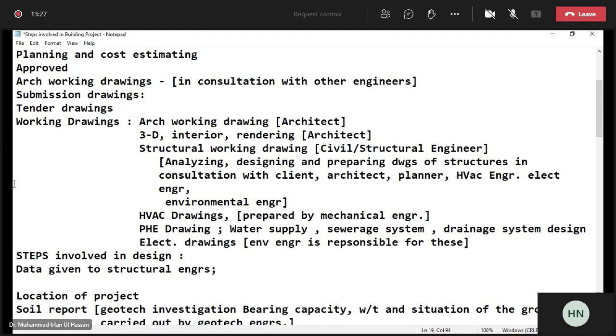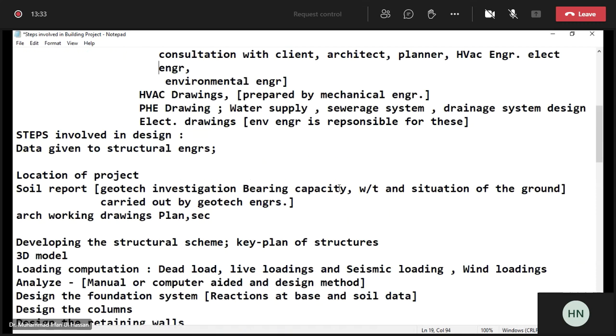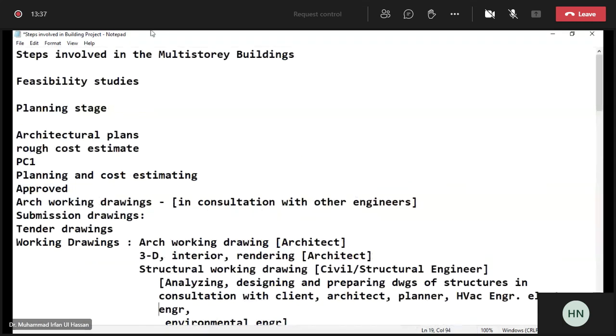So, of course, regarding the steps which are involved in the building project, here you must know about the different things which are basically needed to understand, and you must have a general idea of where we proceed for the design and the importance of linking your discussion with the other engineers.